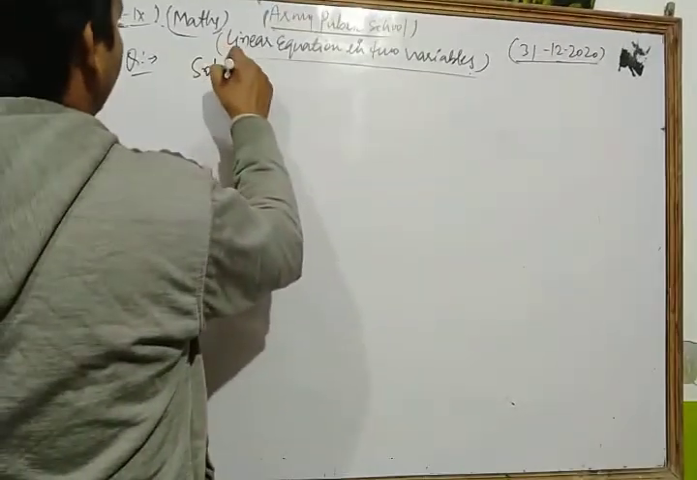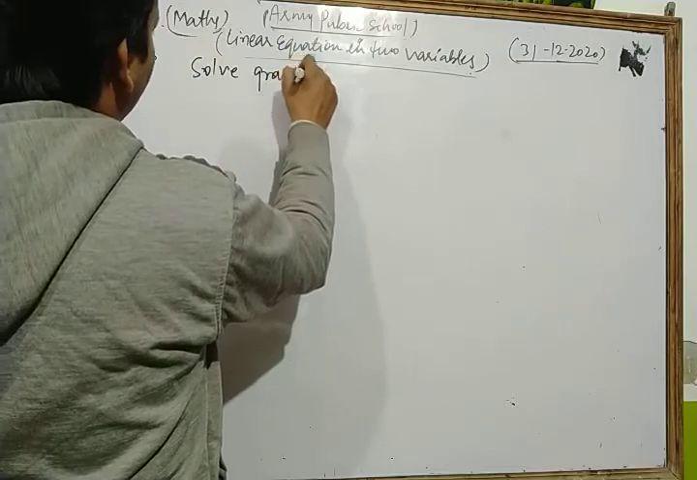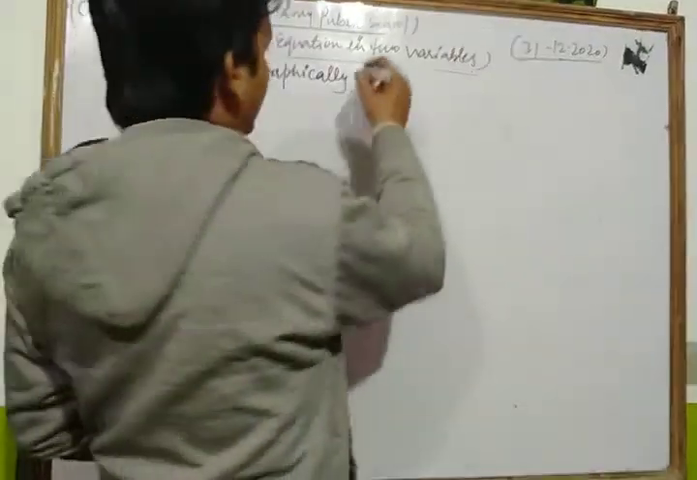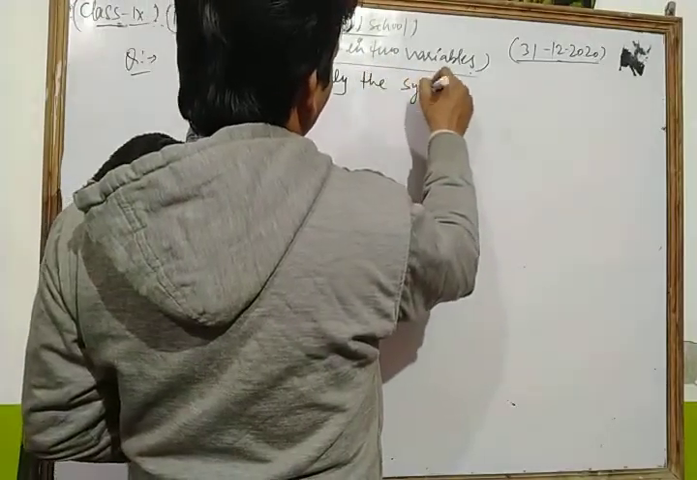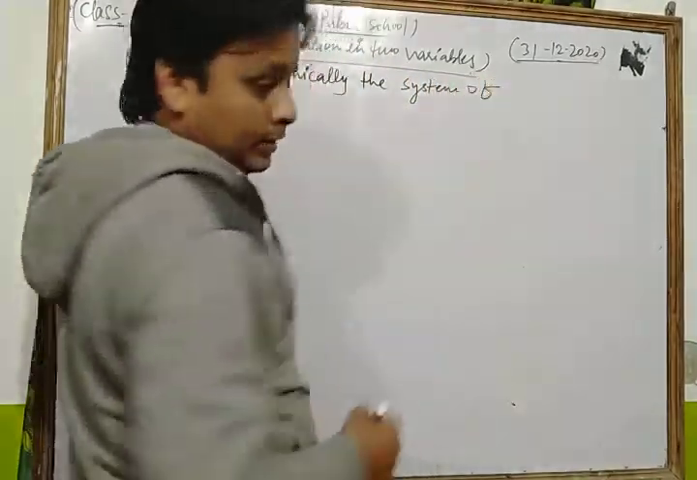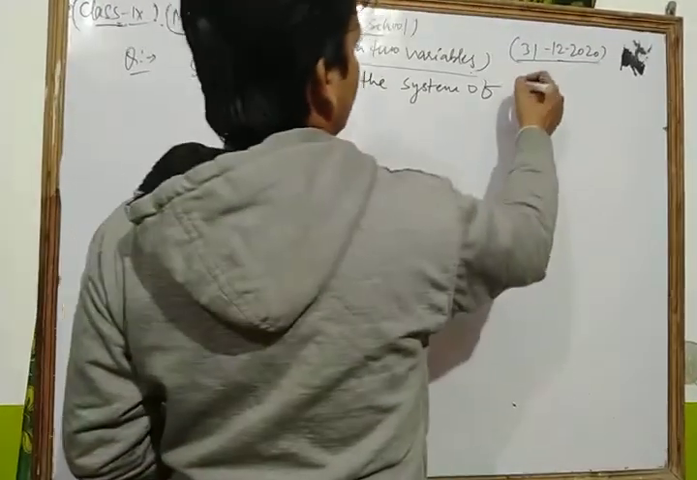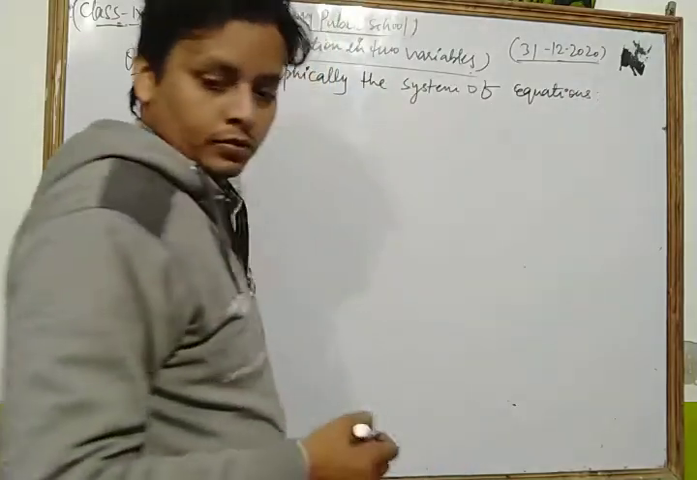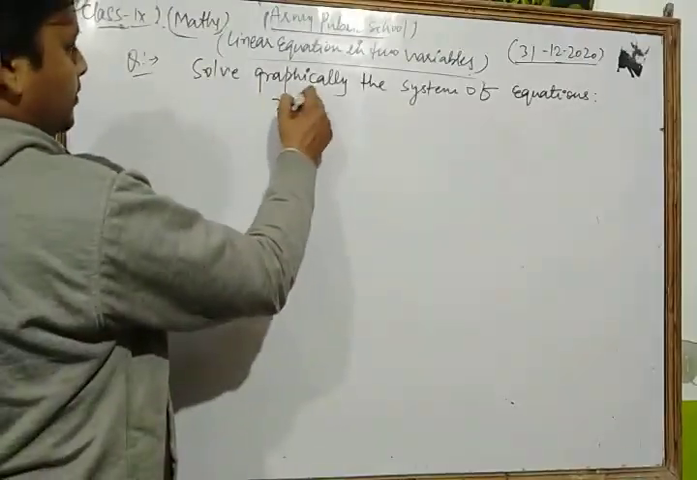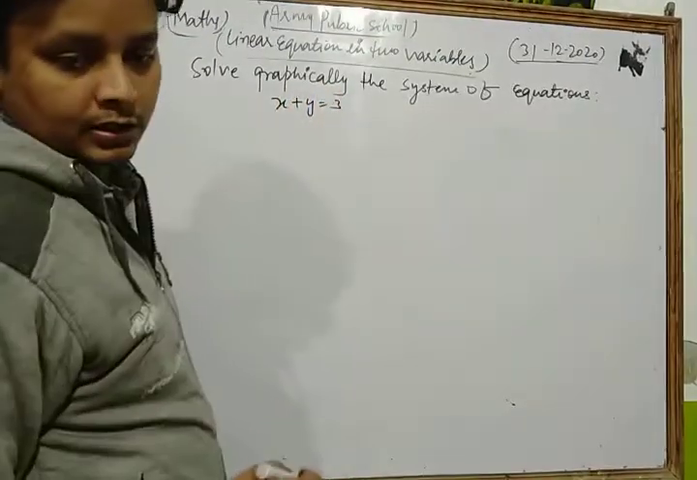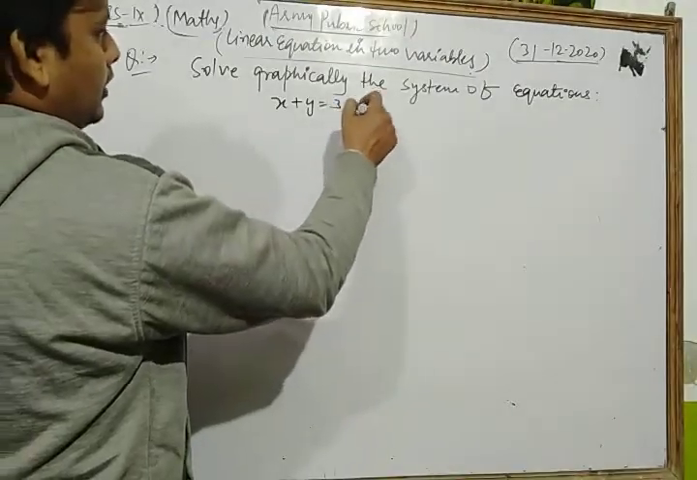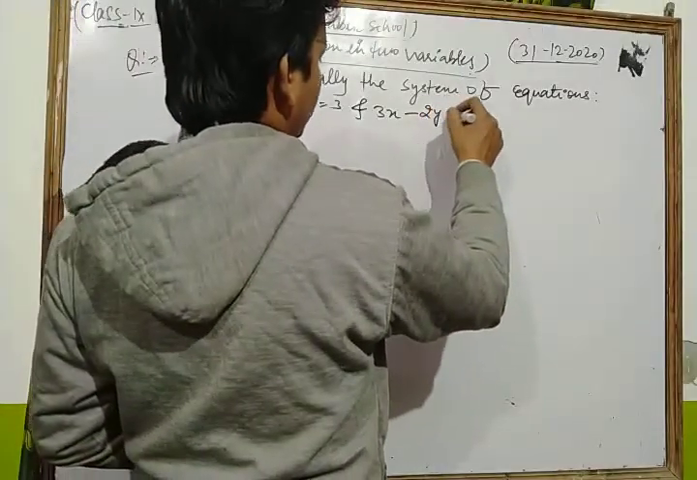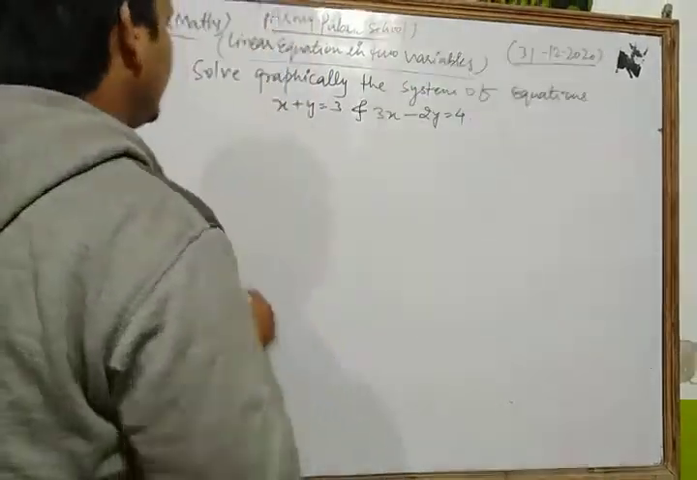Solve graphically the system of equations x plus y is equal to 3 and 3x minus 2y is equal to 4. Let's see its solution.